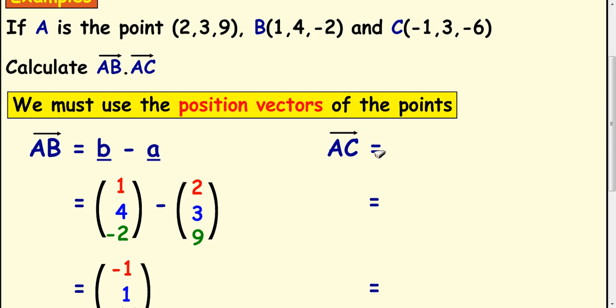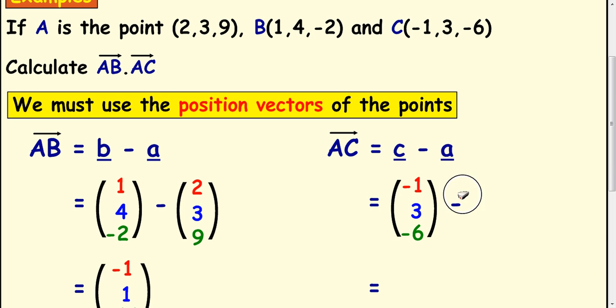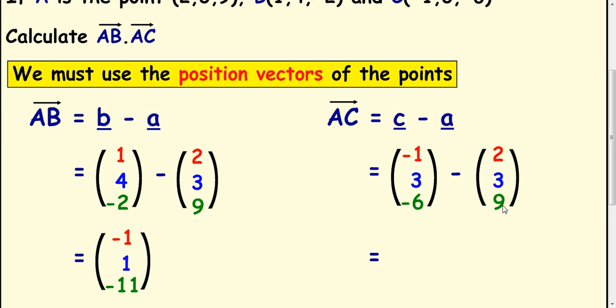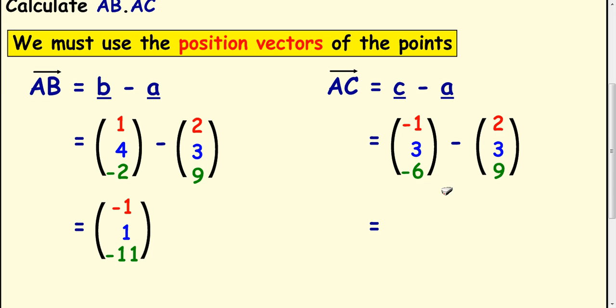Right, AC is C minus A, where C can be taken from this coordinate and A can be taken from here. So (-1, 3, -6) take away (2, 3, 9). Negative 1 take away 2 is negative 3, 3 take away 3 is 0, and negative 6 take away 9 is negative 15. I now have AB in component form and AC in component form.